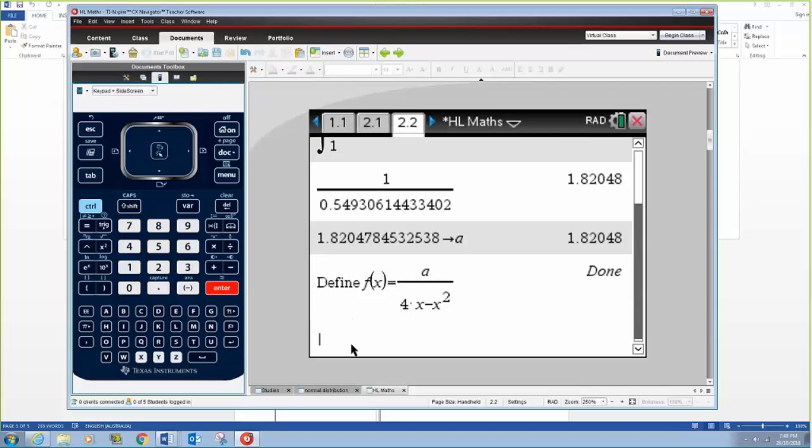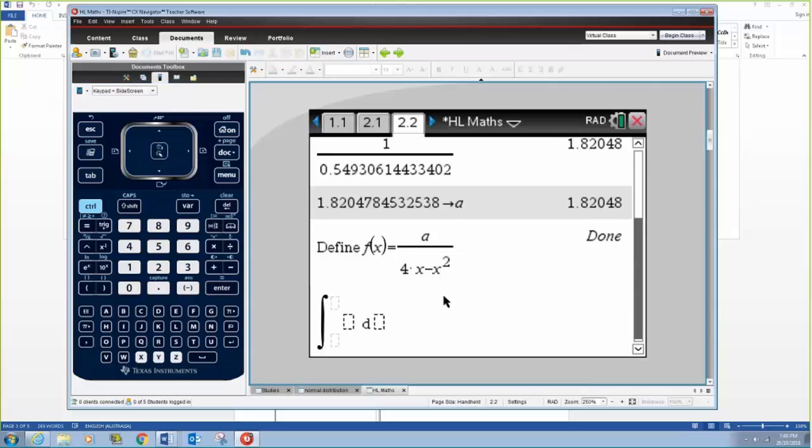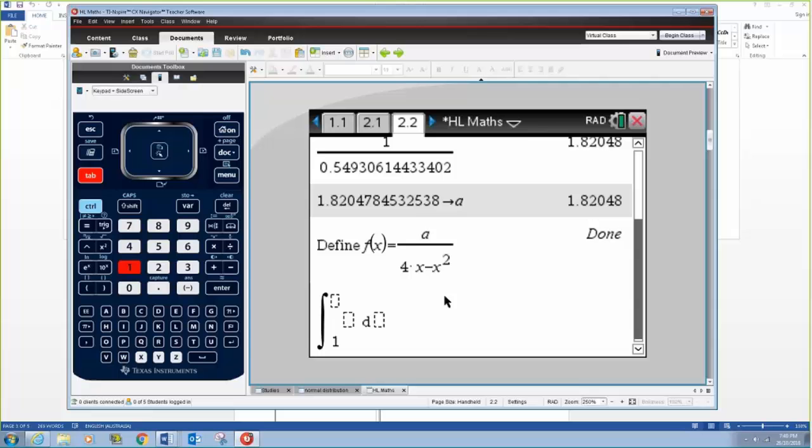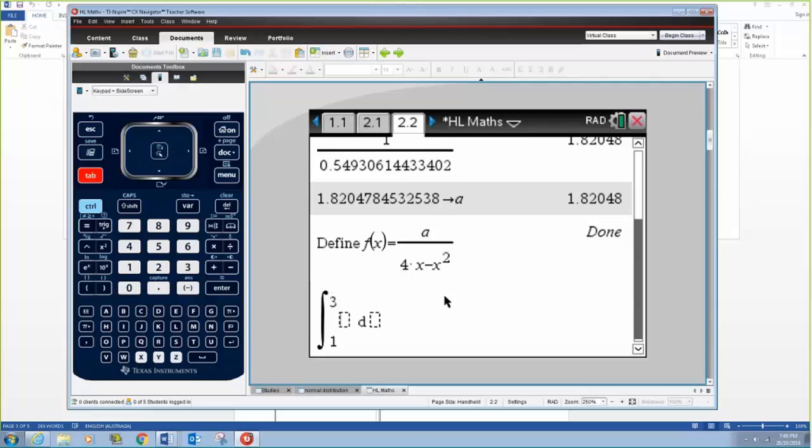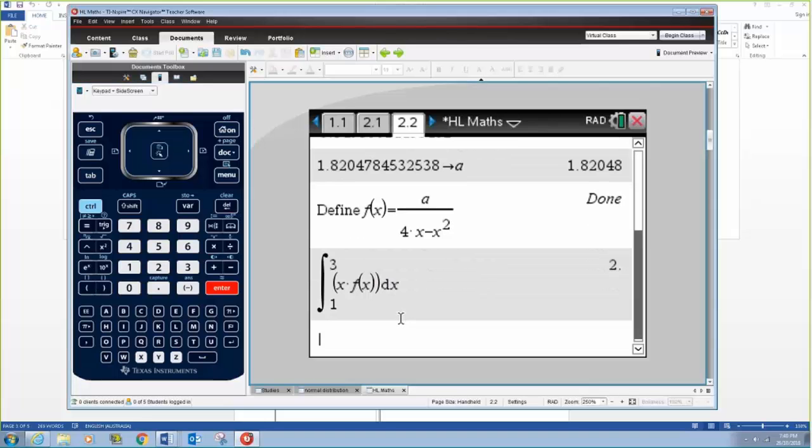The big advantage of this is that the question was asking for the mean. So of course, I go 1, 2, 3 for the limits, and I put my function, but for the mean I put x times, we need to use this times there, times f(x), dx, and enter, so I get the mean value 2.